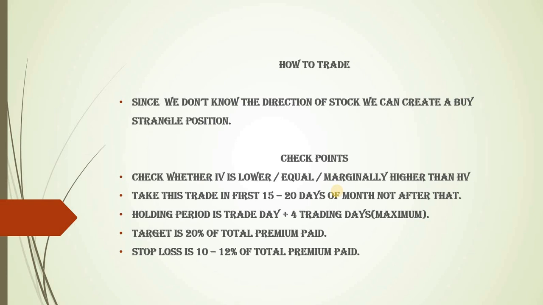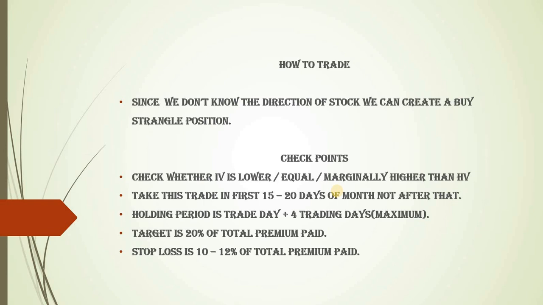Now, how to trade? Since we don't know the direction of the stock, we can create a buy strangle position. Why strangle? Once this criteria of COI buildup is matched, I expect the stock to give a move of at least 5 to 7% in the next 3 to 4 days. So I feel buying a strangle can be a good idea, but with certain checkpoints.